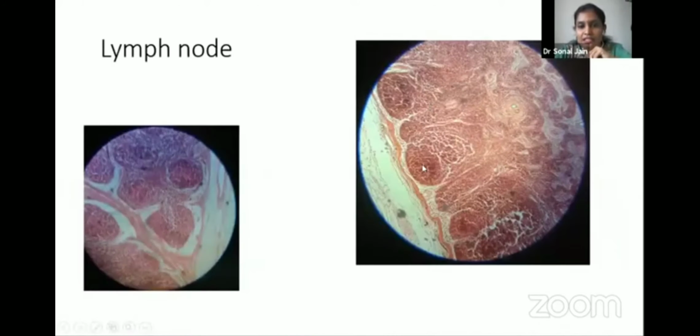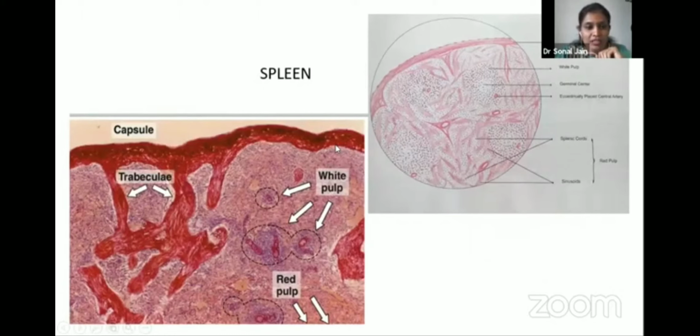So again, here we can see this is the capsule, and below it is the subcapsular sinus. These are the trabeculae. This is the lymphatic nodules. This one is the medulla, and this part is called the paracortex. So, the spleen. This one is a slightly difficult slide for students.